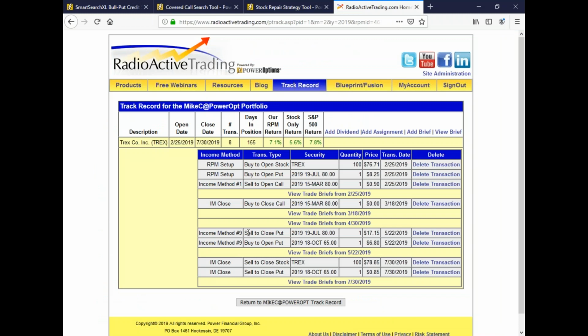A few details here. So there it was, income method number 9. I did a double combination there on the put, which went deep. And yeah, I originally purchased the stock. I'm sorry, I was way off. I thought it was 72. My apologies. I bought it at 76.71 and closed it at 78.85. It's only up 5.6%. Because of restructuring it, though, I made 7%.